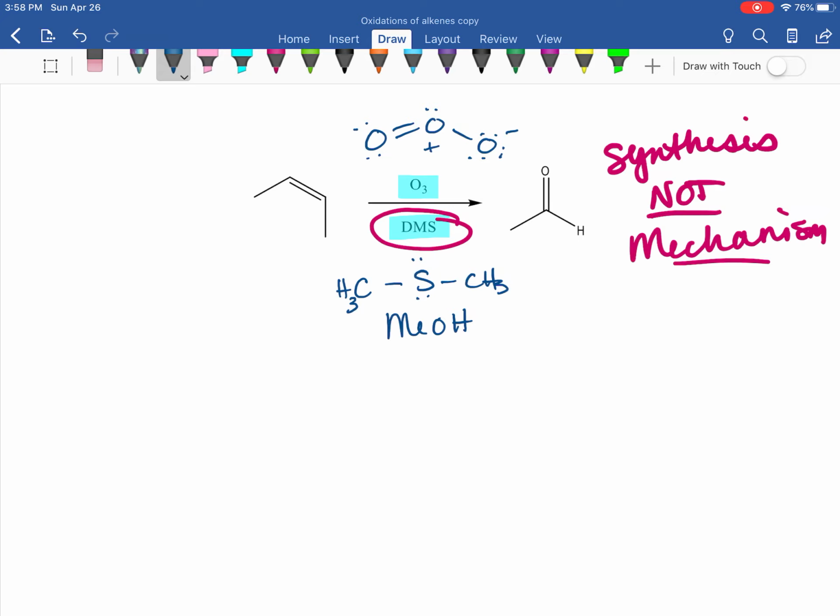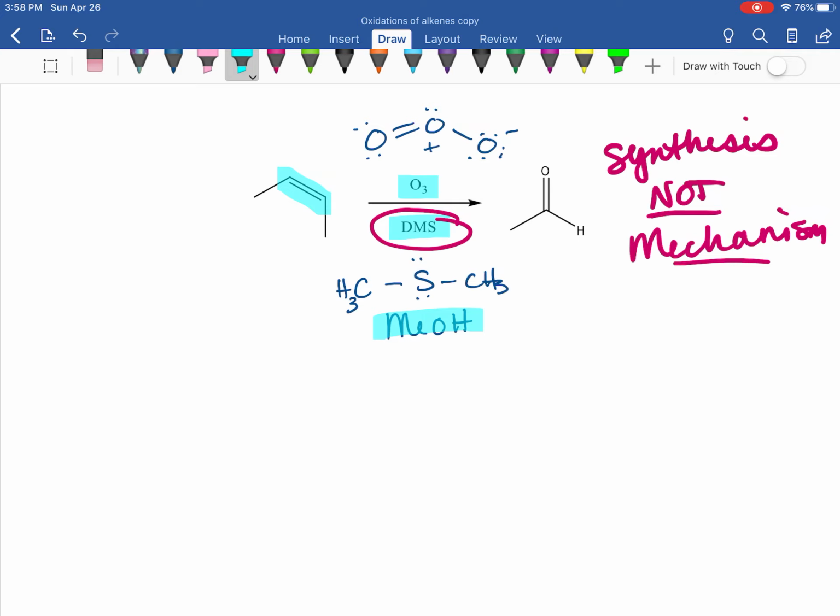So anytime I don't give you the full mechanism, I then don't ask you the full mechanism. So why did I choose this one? This one's probably the most common. One of the most common solvents for this is methanol. That's because ozone is a gas, so you're going to bubble it through your reaction.